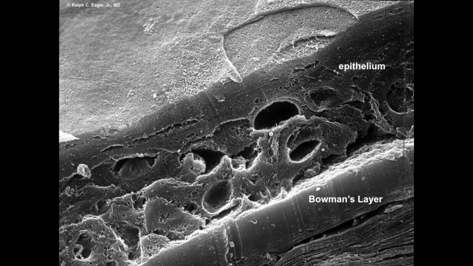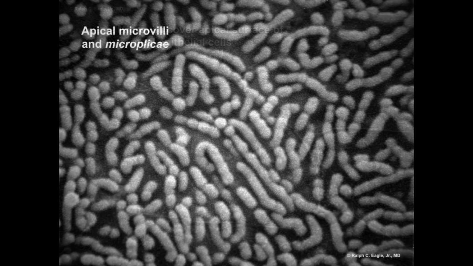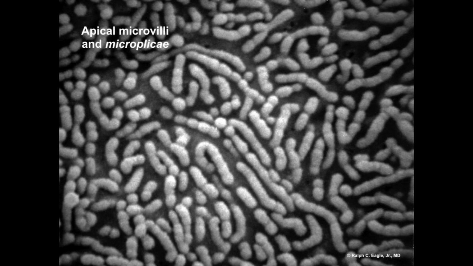The epithelium, Bowman's layer, and the anterior stroma are seen in this scanning electron micrograph. Flattened squamous cells cover the surface of the epithelium. Deeper layers are composed of wing cells and basal cells. Microvillous processes cover the apical surface of the squamous cells. Higher magnification shows that some of these apical processes actually are small folds or microplicae.